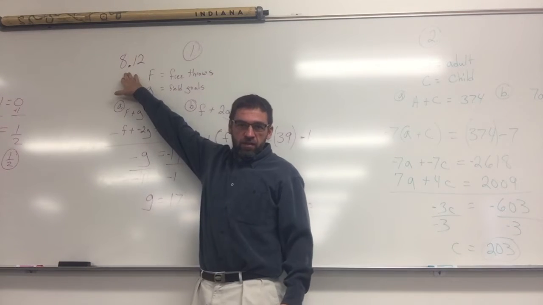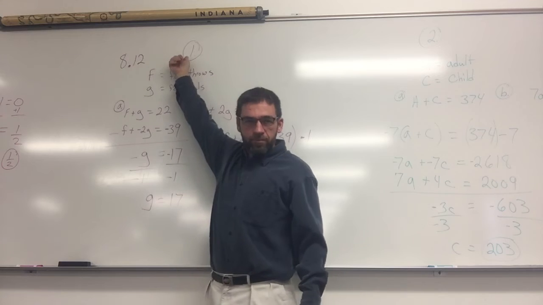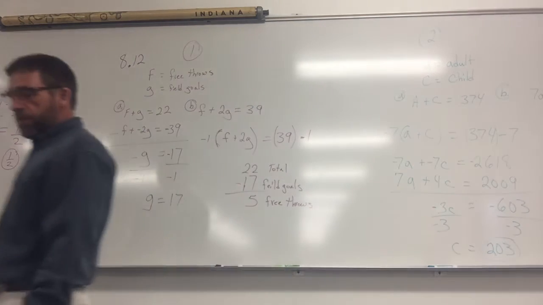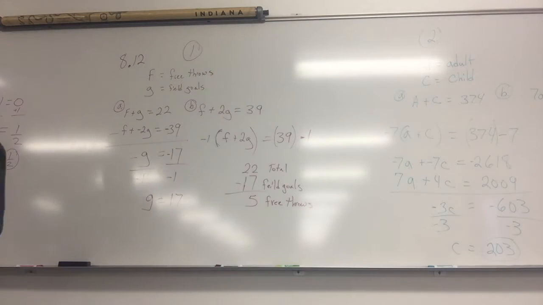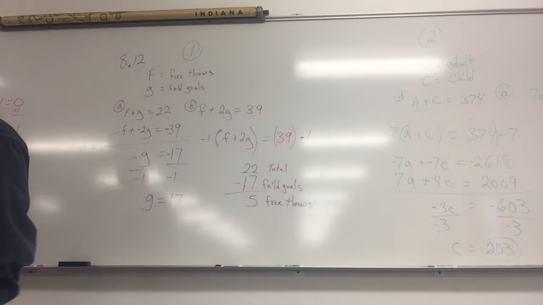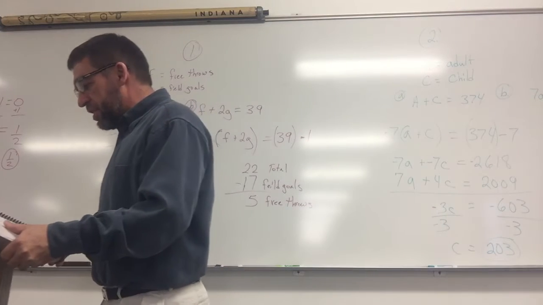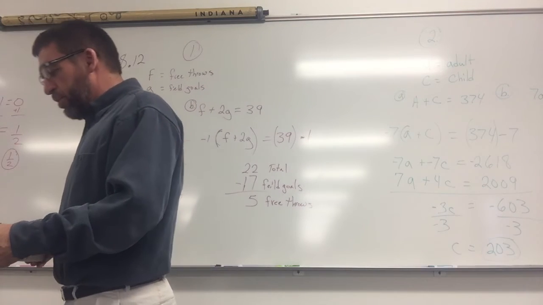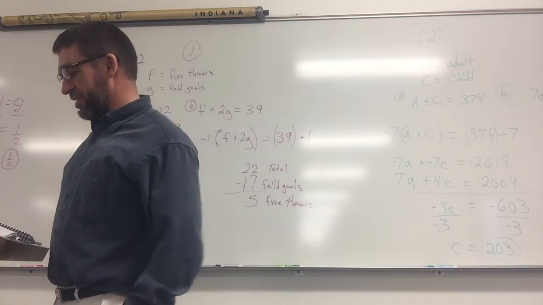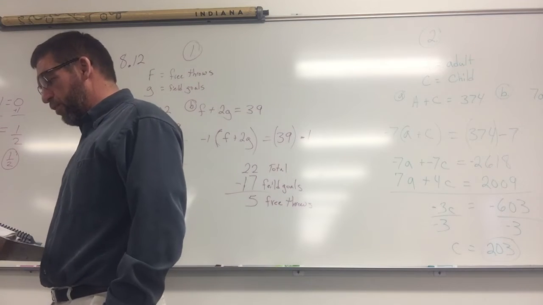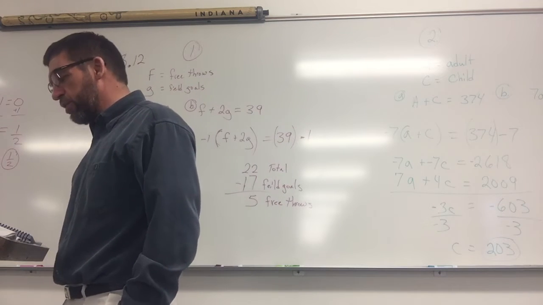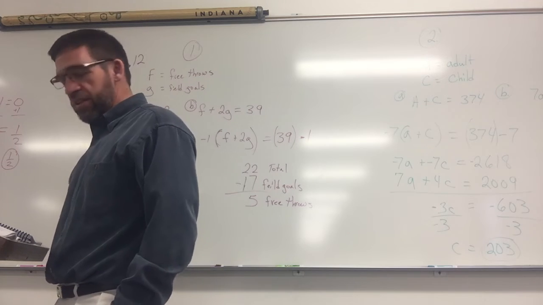8.12 and number 1. I'll read the problem, and it goes something like this. During a basketball game at lunch break one day, James' team scored 39 points from 22 baskets, consisting of 1-point free throws and 2-point field goals. How many of each did they make?